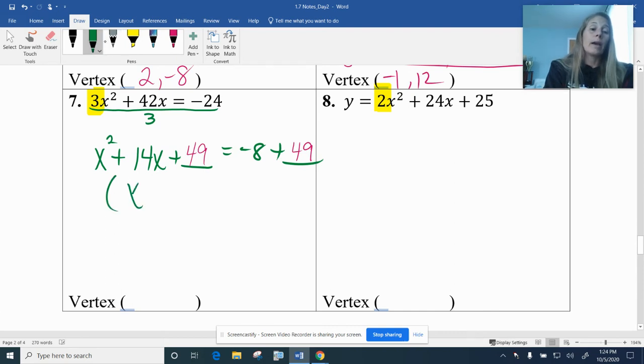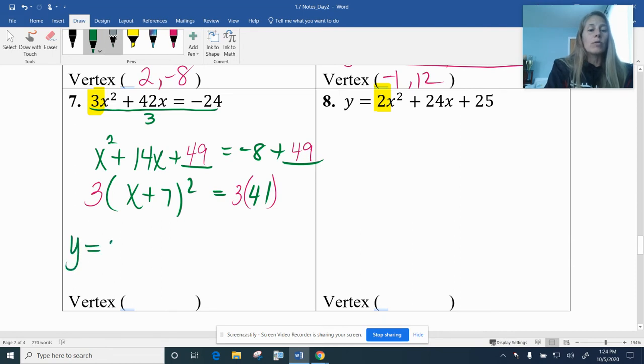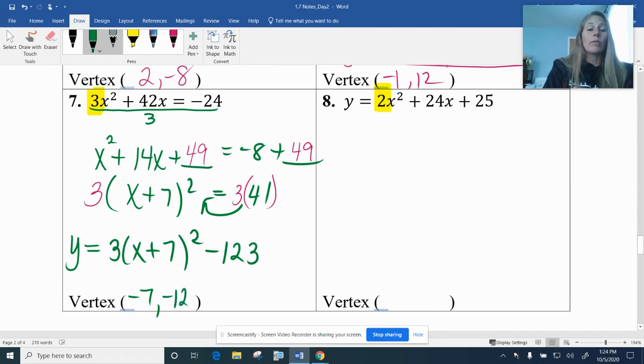So now I have x plus 7 squared. And over here, if I subtract that, I get 41. Now again, we want to multiply this side by 3 and this side also by 3. So I get y equals 3 times x plus 7 squared. And then I want to move this over. I'm going to get 123, but when I move it over, it'll be minus 123. My vertex will be negative 7, opposite sign on the h, and then negative 123.